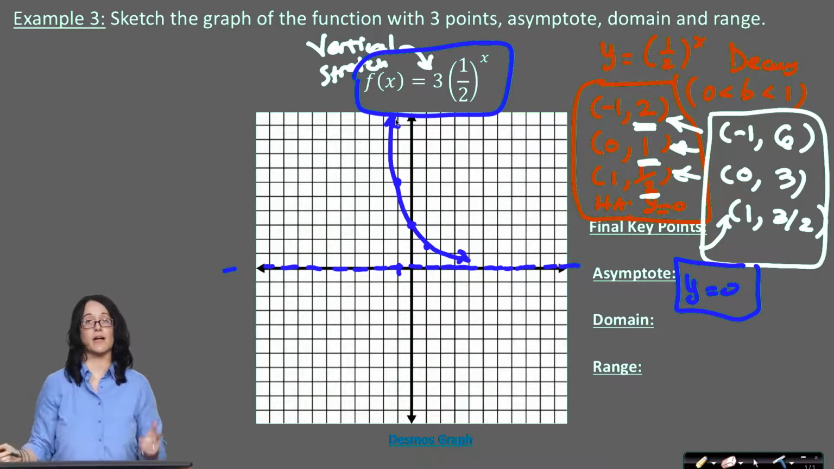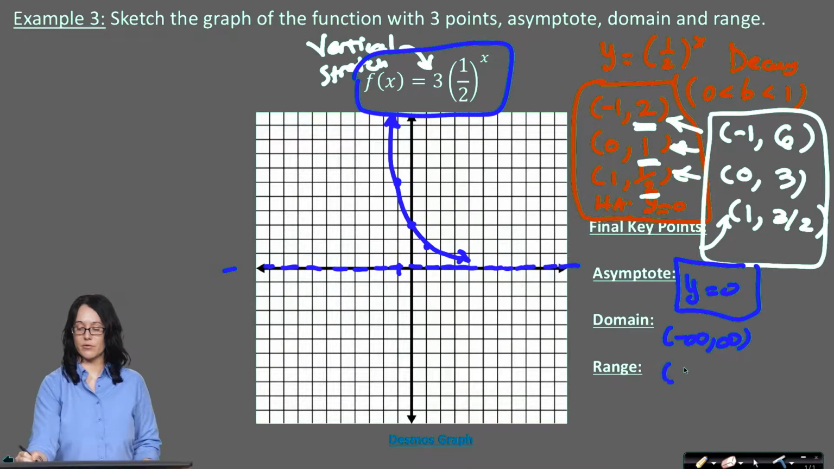And if you went to desmos.com and looked at the original 3 to the x versus 1/2 to the x versus 3 times 1/2 to the x, you're going to see the slight stretch that has happened in our function. For domain and range, still all real numbers apply. Any input is legal for our x value, left and right forever. But the range is 0 to infinity this time. Any output above 0.